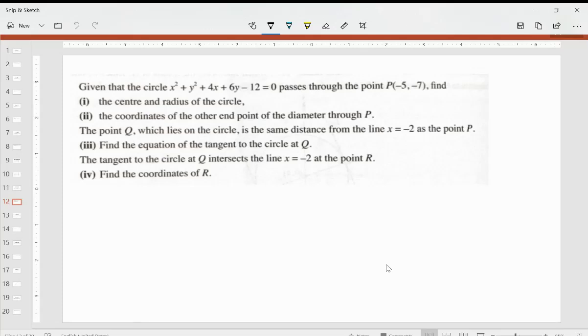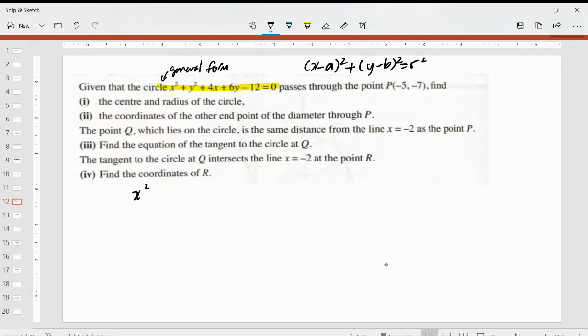Revise circle equations. So here we have a typical question. Here, as you can see, this is what we call the general form. The standard form would have (x minus a) squared plus (y minus b) squared equals r squared, whereby we can read off the center very easily. So for this, we have to manipulate a bit to get to the answer.